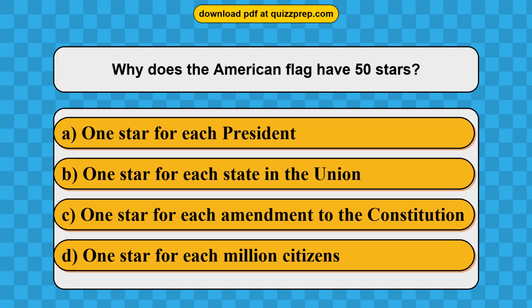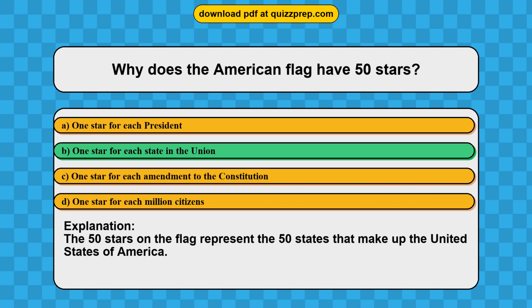Question 94. Why does the American flag have 50 stars? Option A. 1 star for each president. Option B. 1 star for each state in the Union. Option C. 1 star for each amendment to the Constitution. Option D. 1 star for each million citizens. The correct answer is option B. 1 star for each state in the Union. The 50 stars on the flag represent the 50 states that make up the United States of America.